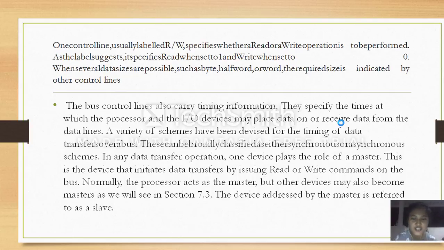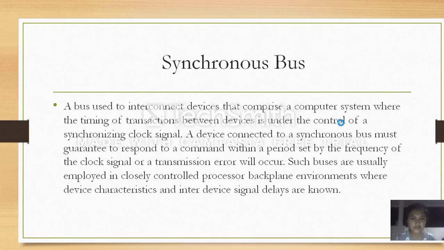In any data transfer operation, one device plays the role of a master. This is the device that initiates data transfer by issuing read or write commands on the bus. Normally, the processor acts as the master, but other devices may also become masters, as we will see in section 7.3. The device addressed by the master is referred to as the slave.